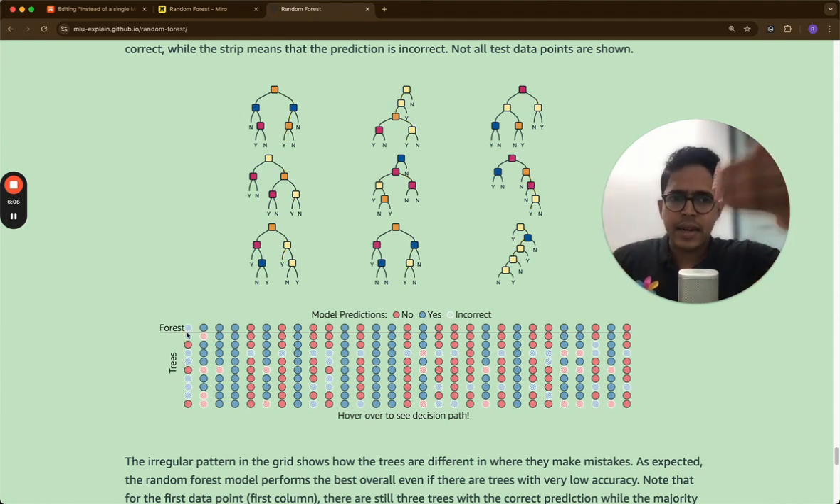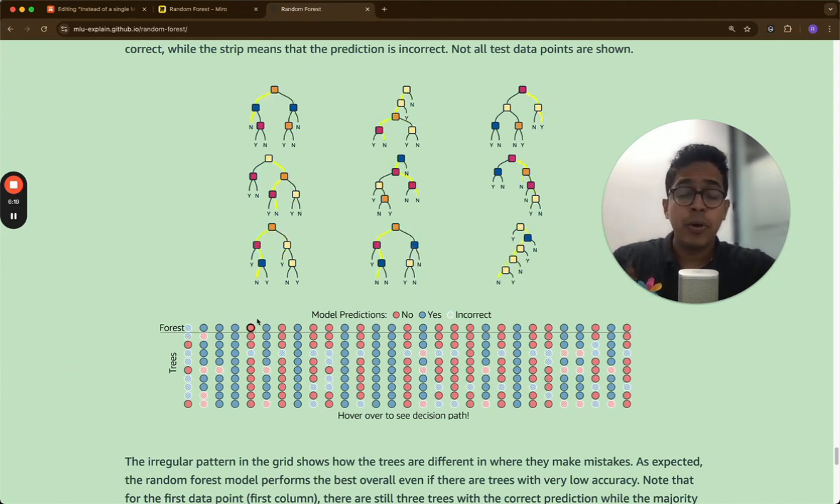Just play with it. Read the text in this blog article. It's a very beautifully written article. I highly, highly recommend it. Just spend 10 minutes. It will be a very, very good investment for understanding random forest really well. Okay, but I hope you understand the working principle of random forest. It's like a majority's decision.